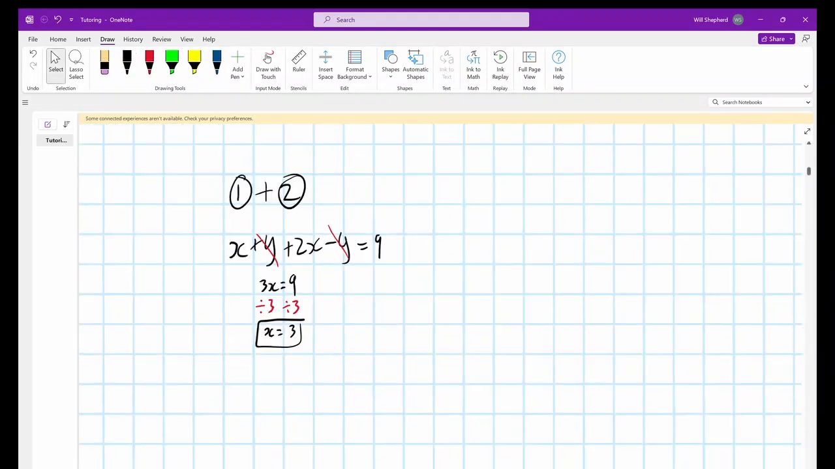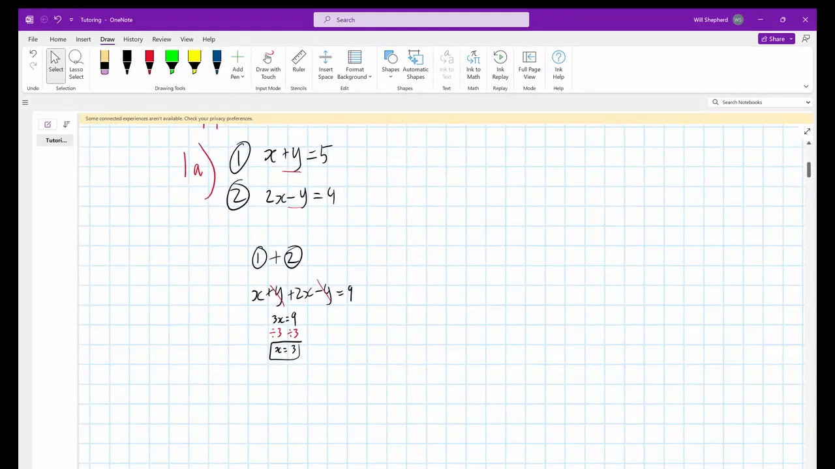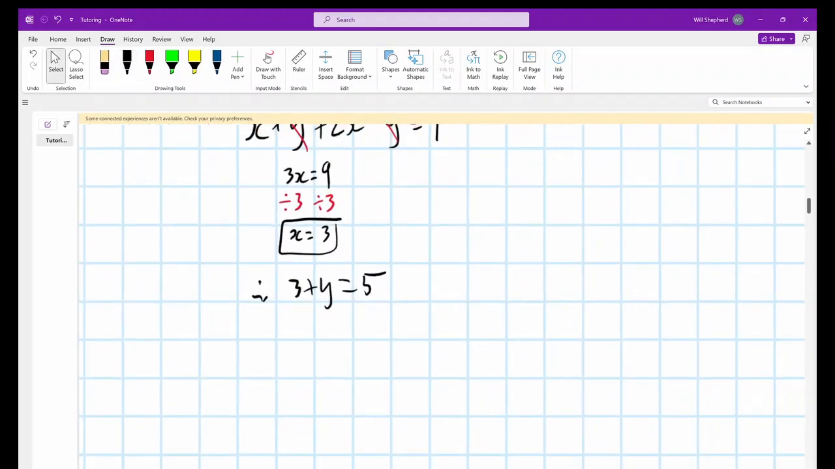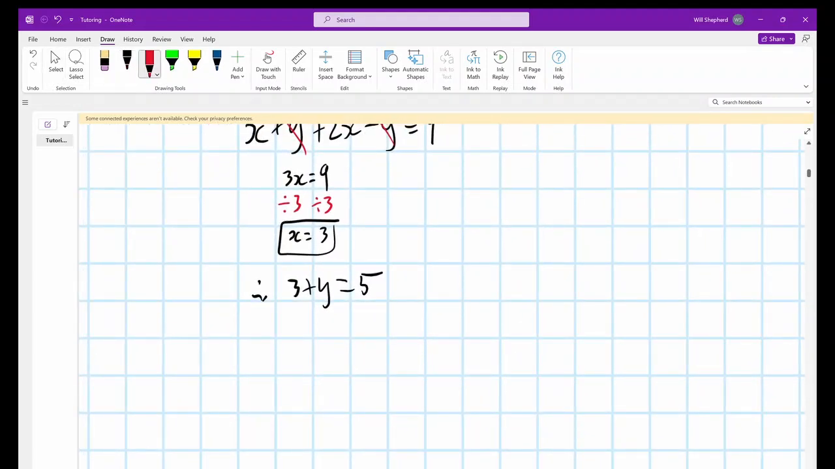Let's put a box around that and then move on to finding the y. So we can then put this back into equation 1. So therefore 3 plus y equals 5. And then from there, this is a positive 3, so we can subtract 3 from both sides to find y. And we will get y is equal to 5 minus 3, which is 2. And that's how you do it with the elimination method.